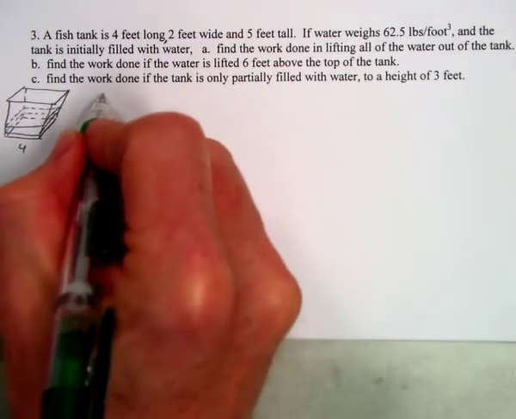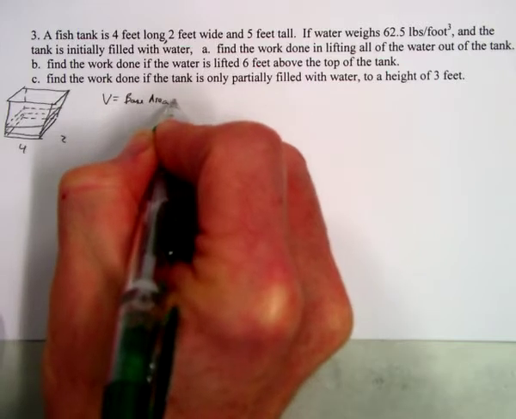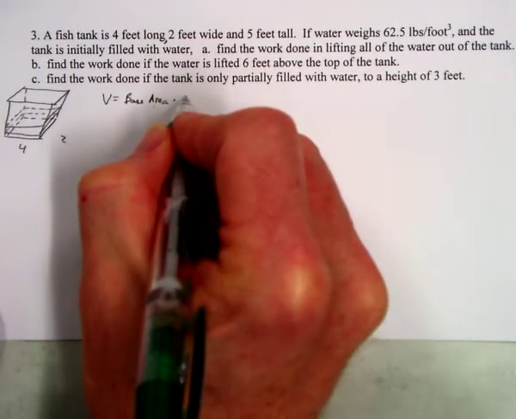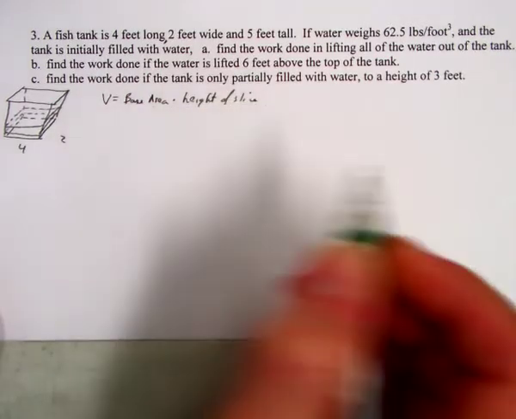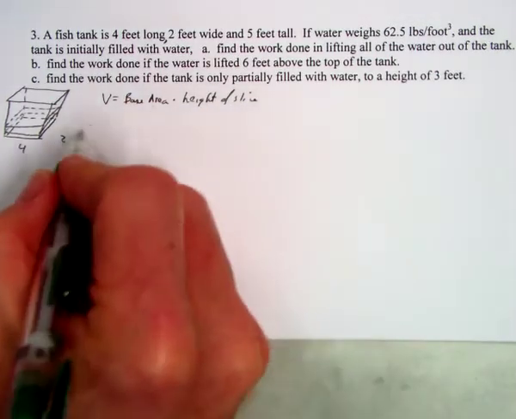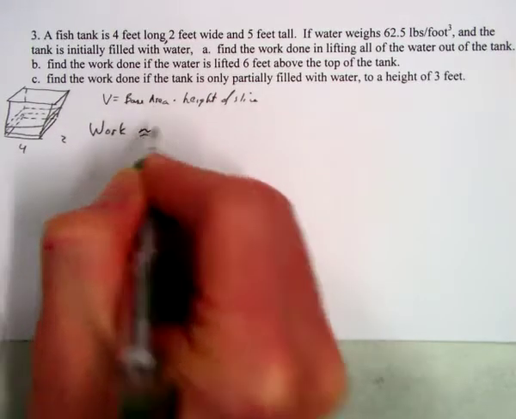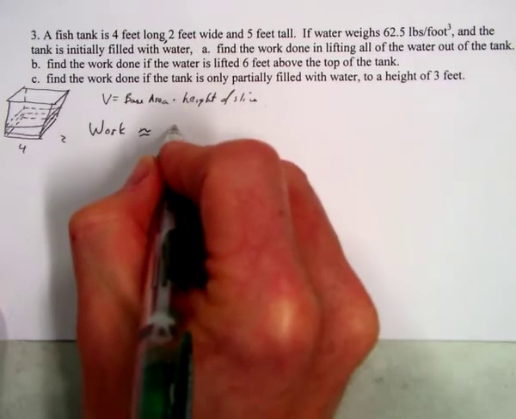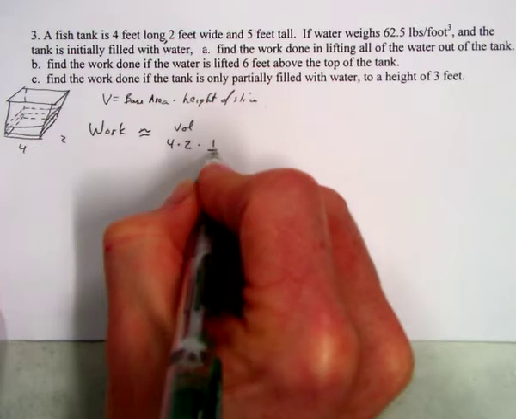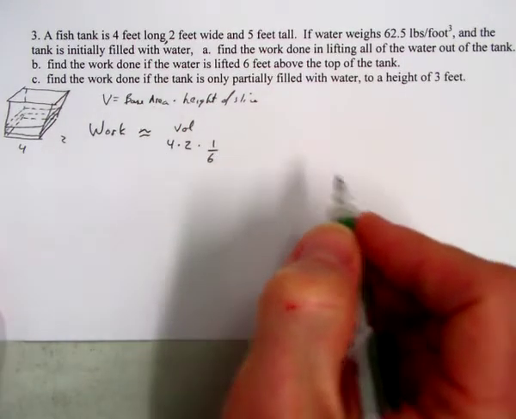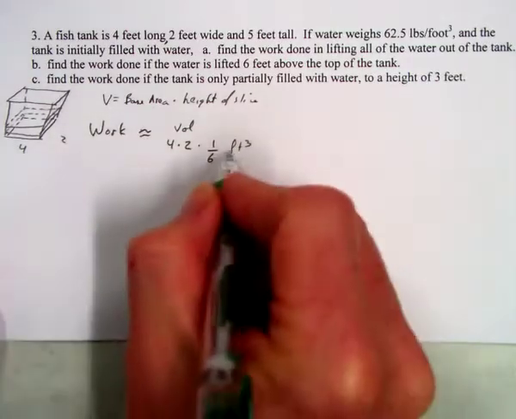So what do we have? The volume of each piece will be the base area times the height of the slice, right? That thickness of the slice that we're taking. So if we look here, we can say our work is going to be approximately equal to, we'll say our volume would be 4 times 2, and if I use that 1/6 for that height, what are the units going to be? This is going to be feet cubed, right? Because each one of those will be in feet.